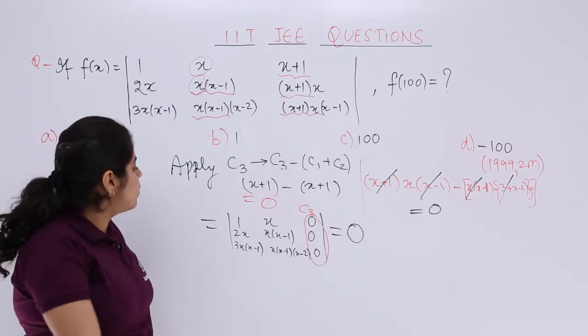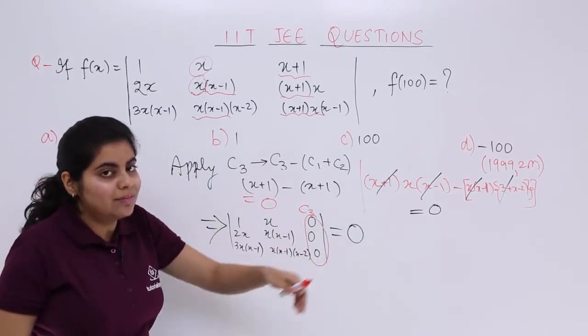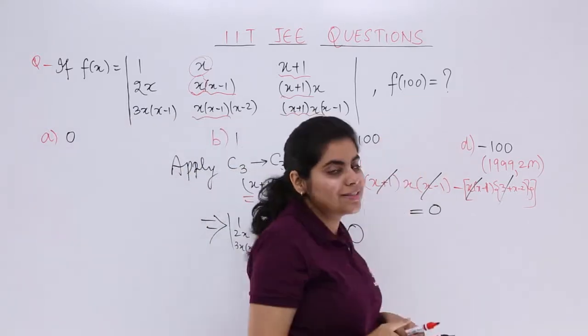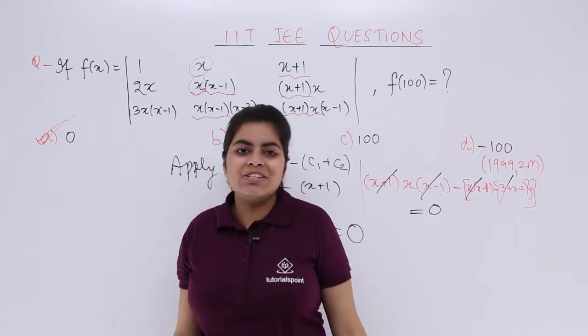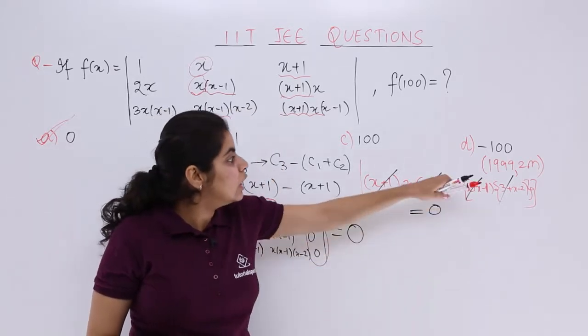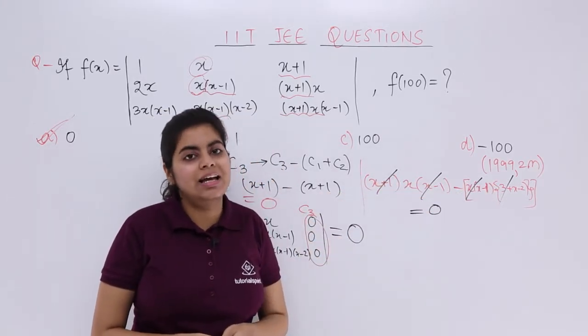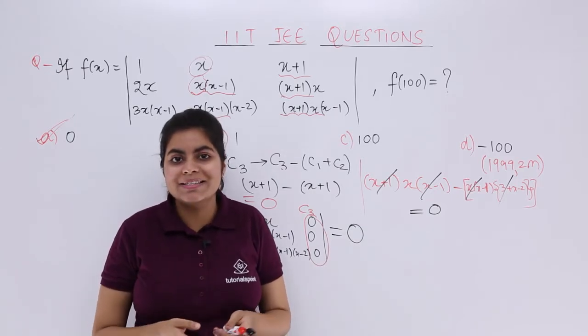0. So that means you have the determinant value as 0, and so 0 should be the answer. C and D are not 0. What is 0? A is 0. So the answer to this question, which was asked in the year 1999 IIT JEE examination for 2 marks, is 0.